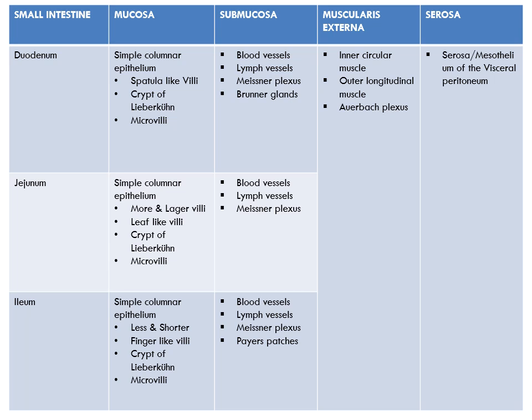The ileum also contains the crypts of Lieberkühn and microvilli in its enterocytes. In the submucosa of the ileum, we have blood vessels, lymph vessels, Meissner's plexus, and very unique to it exclusively, we have the Peyer's patches. The muscularis externa and the serosa of the ileum are similar to those of the jejunum and the duodenum.